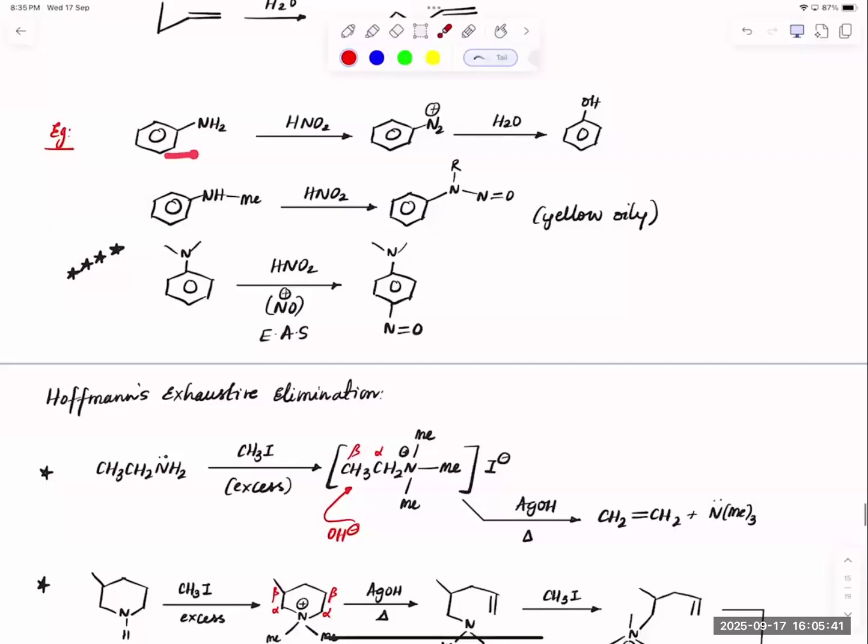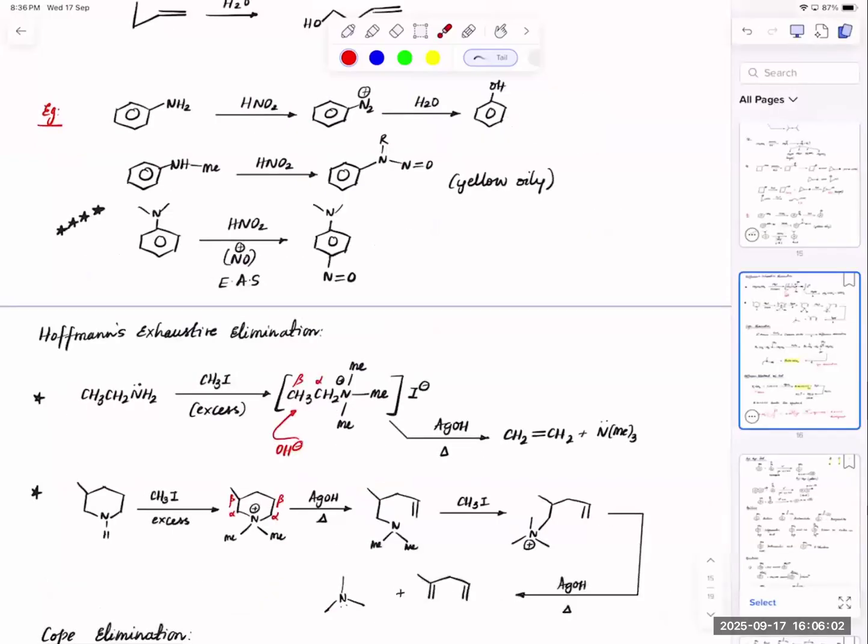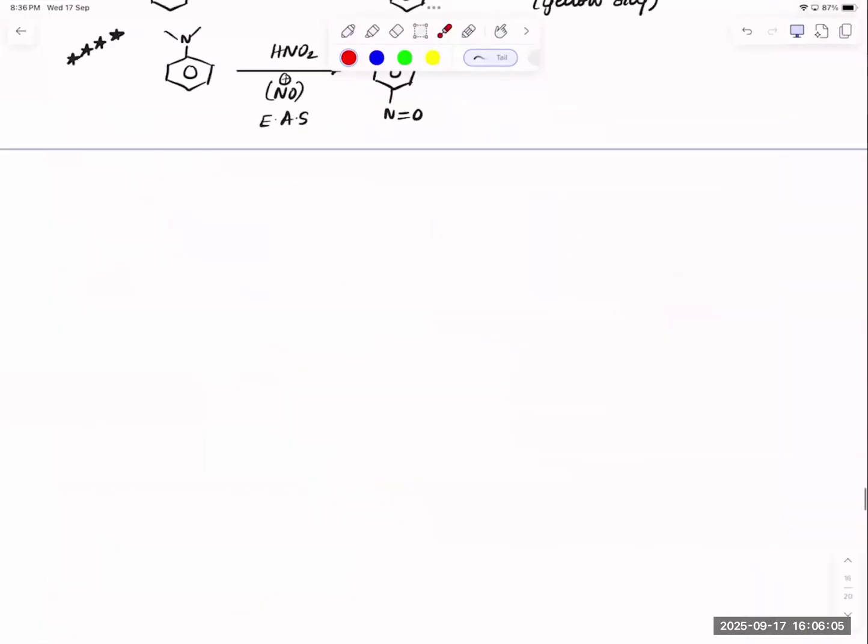Next is diazonium salt formation. Here you can see how amines can make diazonium salts. You can see this aniline form. When you react it with HNO2, it will form a diazonium salt. Now there is one important point you need to notice here: there are two types of diazonium salt. One is alkyl, CH3 let's say, N2 plus. This is called alkyl diazonium salt. The other one is aryl. Aryl means directly connected with this N2 plus like this.